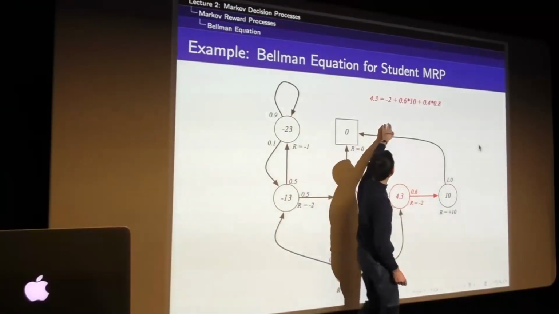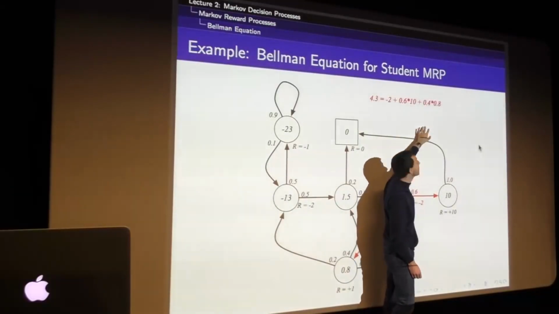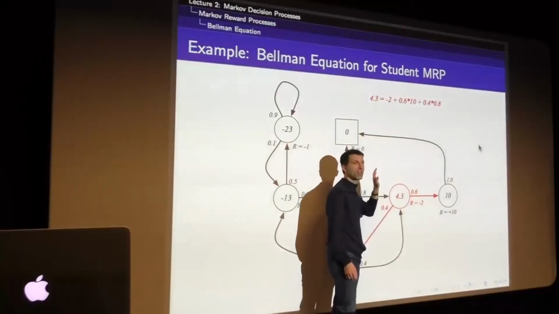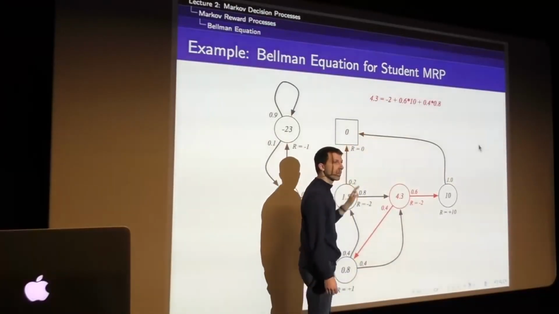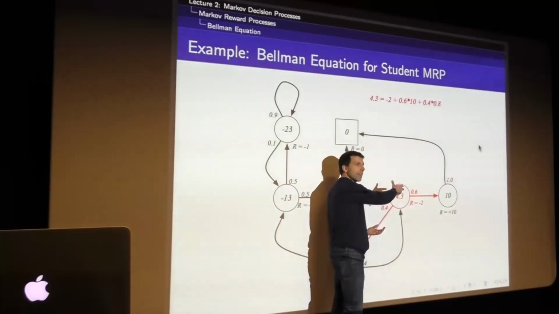Okay, so if we sum those things together, we get -2 plus 0.6 times 10 plus 0.4 times 0.8, which to numerical precision is 4.3. And so that validated the fact that this really is the value of this MDP.